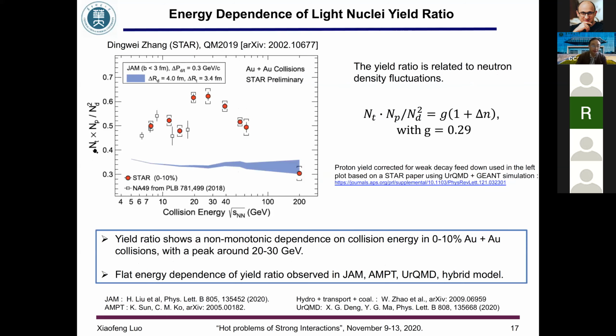And then we plot the light nuclei yield ratio, triton times proton over deuteron squared, as a function of the collision energy for 0 to 10% centrality, which is central collisions. You can see that we see a clear non-monotonic energy dependence with a peak structure between 20 and 30 GeV. At low energy, below 20 GeV, our results are consistent with the result from NA49. We have also done transport model studies. Our transport model calculations basically show a flat energy dependence, and cannot describe the experimental data. In the transport model calculations, they don't have any phase transition physics.